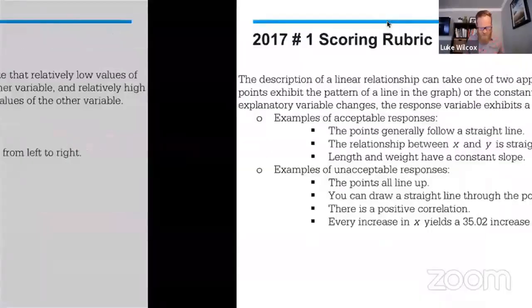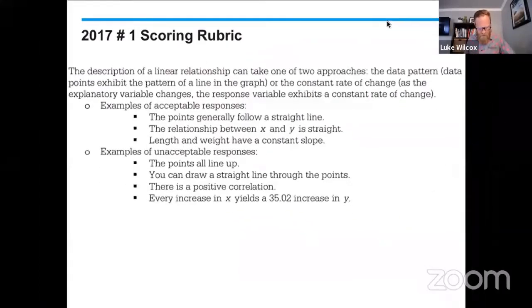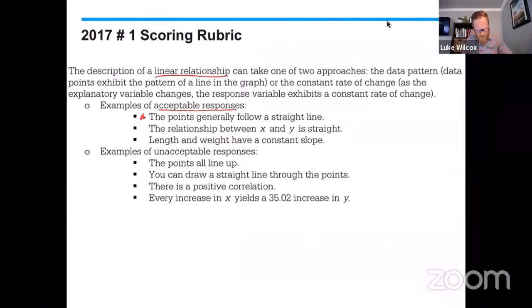Now for linear, let's look at the rubric for linear. Linear relationship. Here are the examples of acceptable responses. The points generally follow a straight line, which is fairly close to what we wrote. The relationship between x and y is straight, or length and weight have a constant slope. And we did reference the constant slope in our answer. And now the unacceptable responses. The points all line up. Not quite enough there. You can draw a straight line through the points.